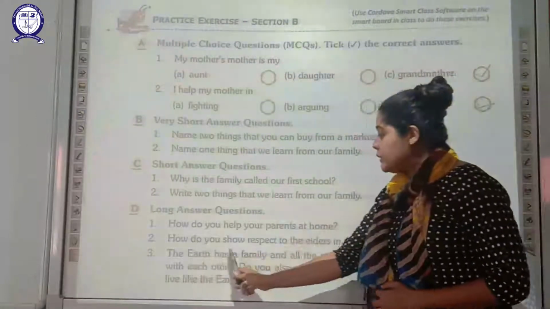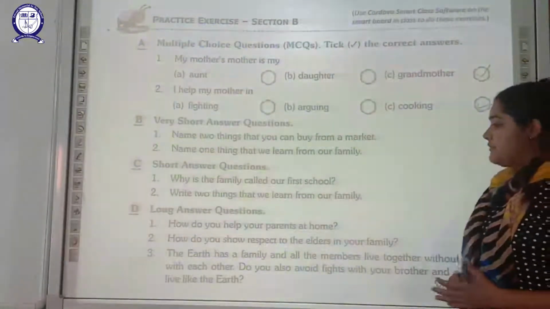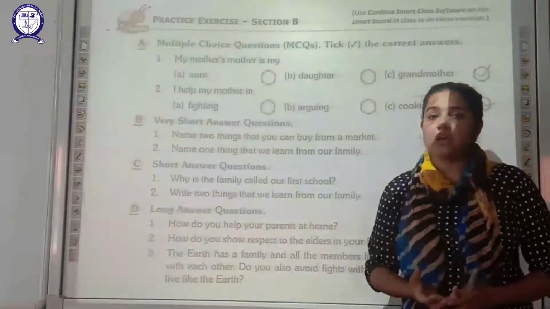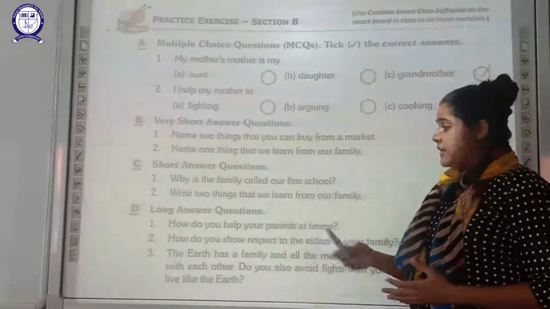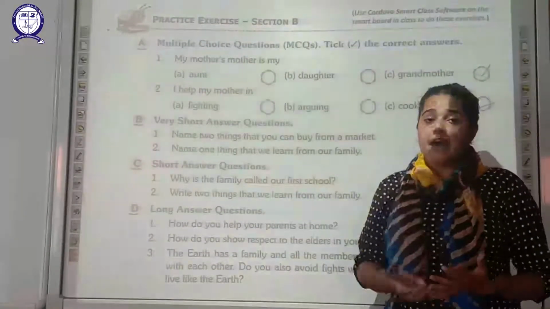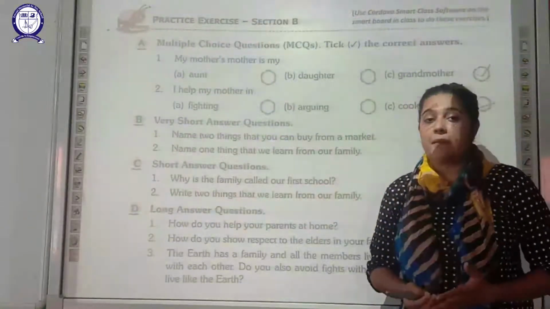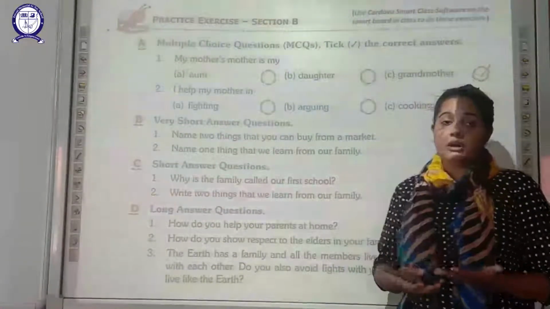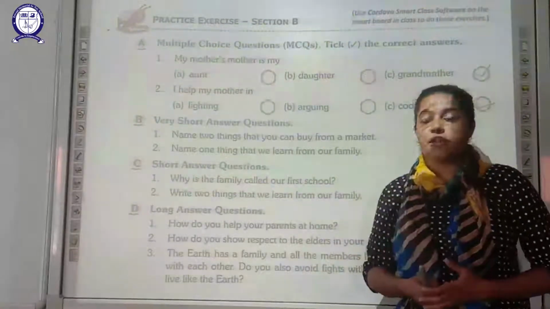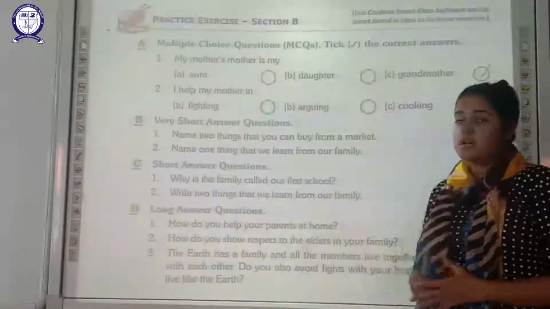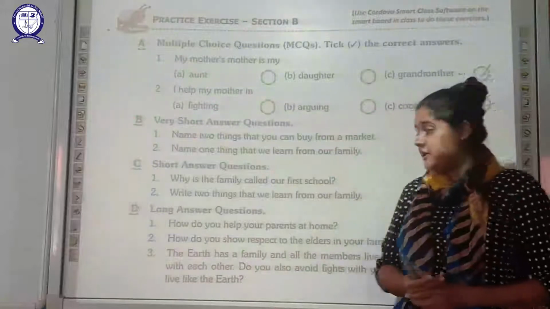Next, how do you show respect to the elders in the family? There are different ways in which you can respect your elders. Likewise, you should not argue with your elders. Secondly, help them when they require, keep them happy, wish them every morning and in the night before going to bed. There are different ways in which you can show respect to your elders.